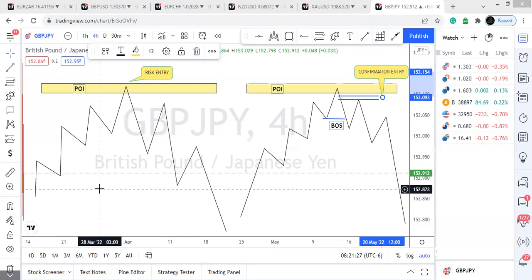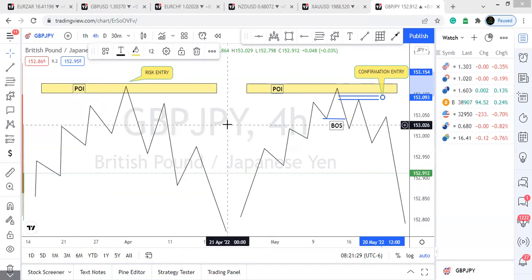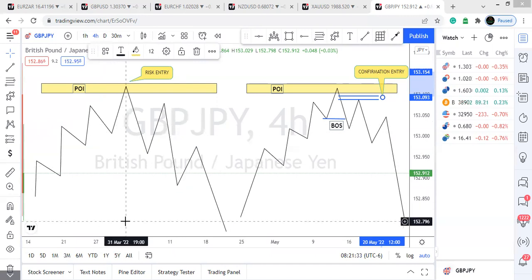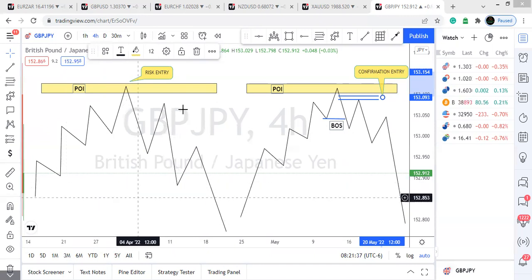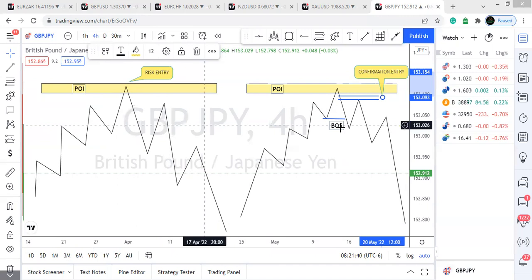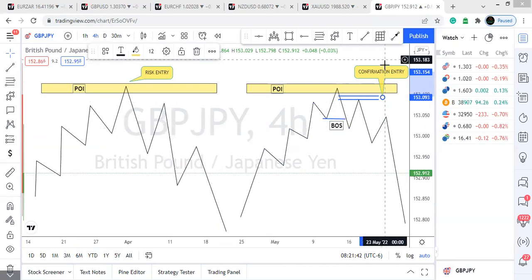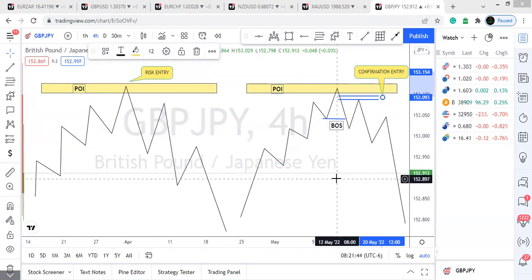So like I told you, I'm going to be talking about entries. Now I have two kinds of entries before me. Like you are seeing right here, I have a risk entry and a confirmation entry. So what's the difference between these two? Now, let me start with risk entry.